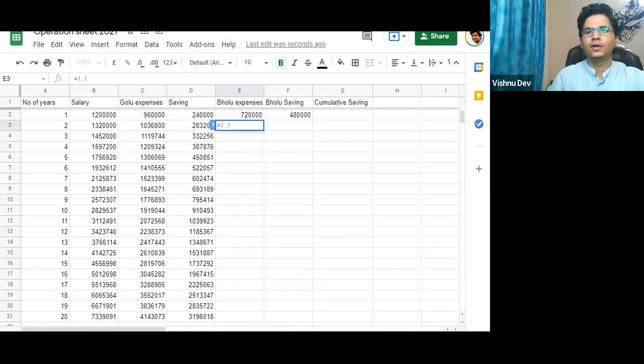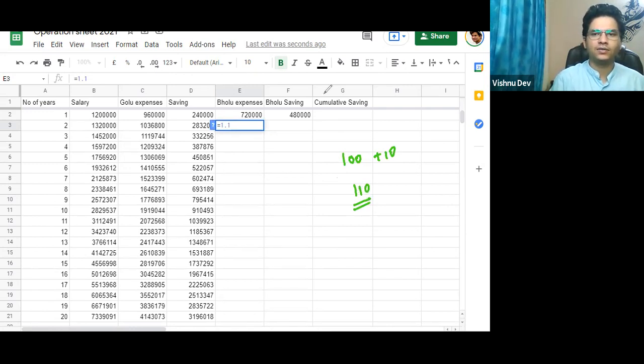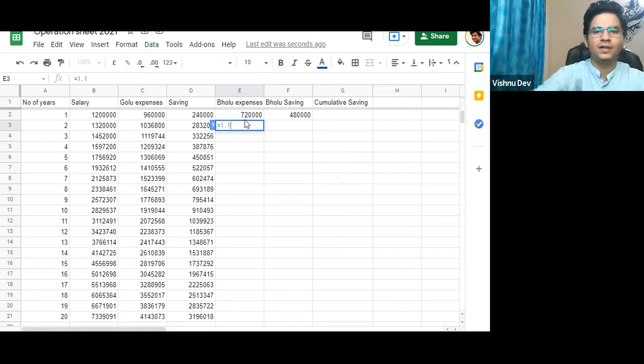So see, if you're not getting why I'm doing this, if you have 100 rupees, what is the 10% of 100 rupees? Tell me. 10 rupees. So at the end, what you will get? You will get 110, right? So that is why I'm just multiplying by 1.1, because it will become 1.1 times. It is 1.1 times of what? His expenses. Okay, yes, correct.